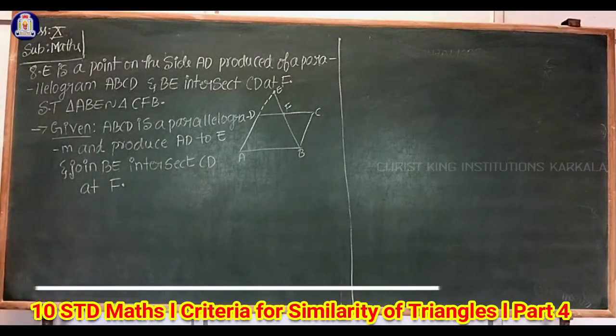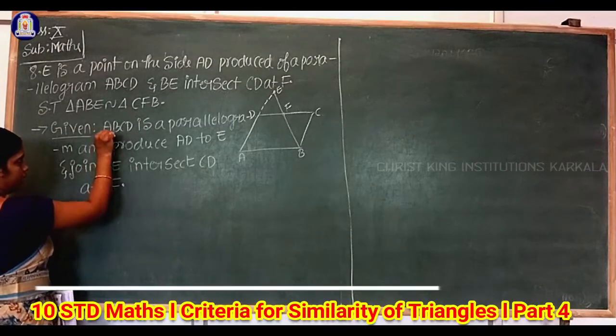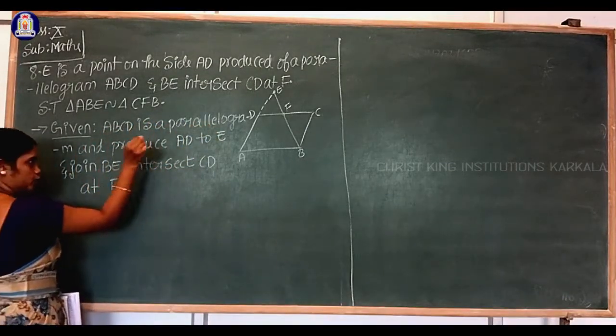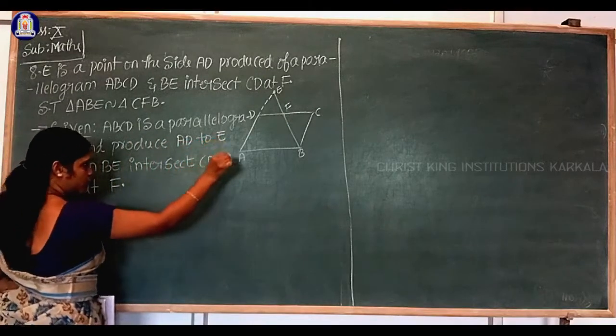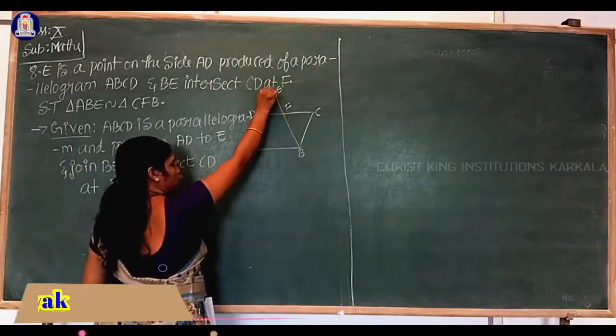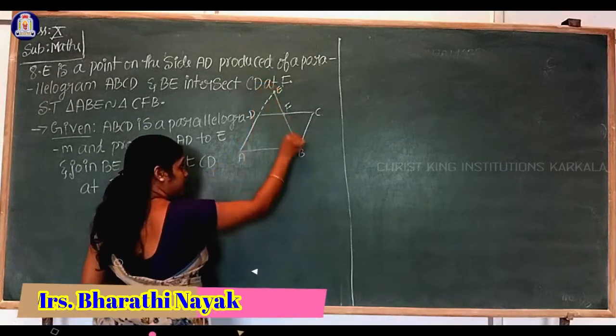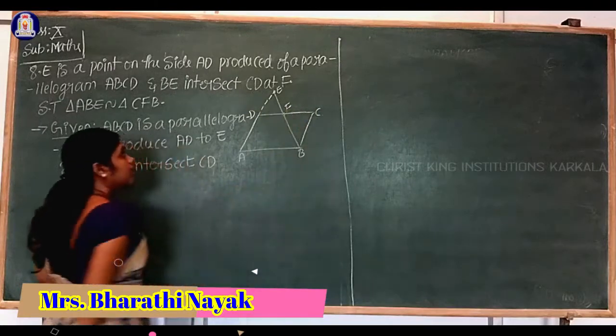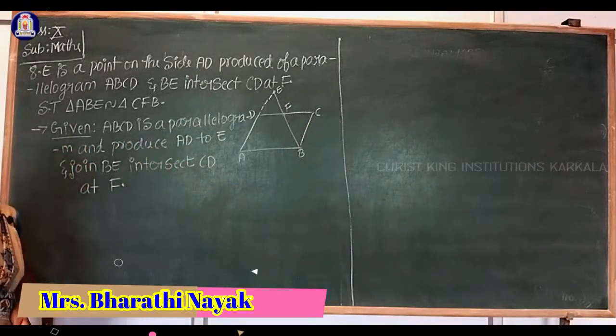So this is what they have given in the question. ABCD is a parallelogram and produce AD to E. You have to produce this AD to E and then join this BE, but this line BE will intersect CD at which point? At the point F.